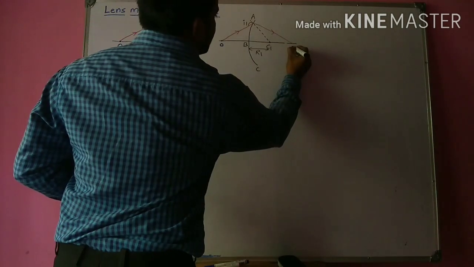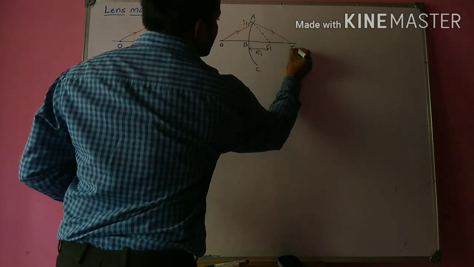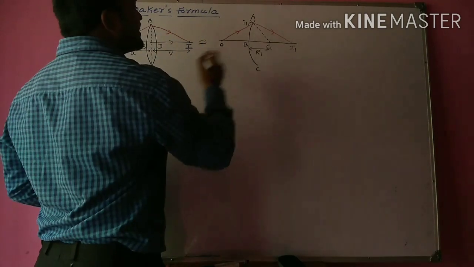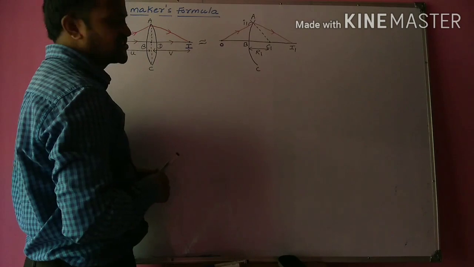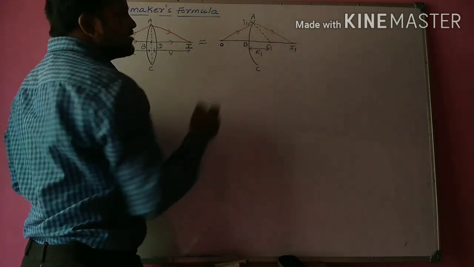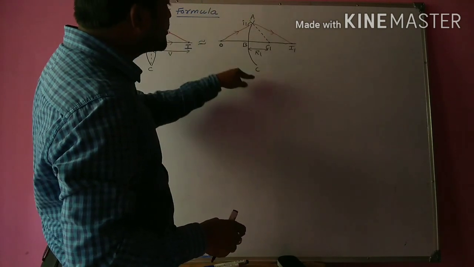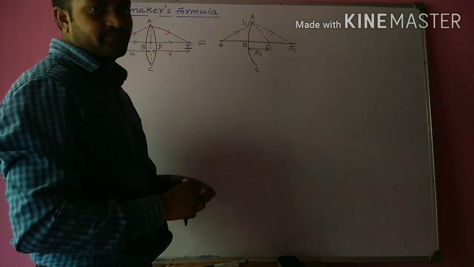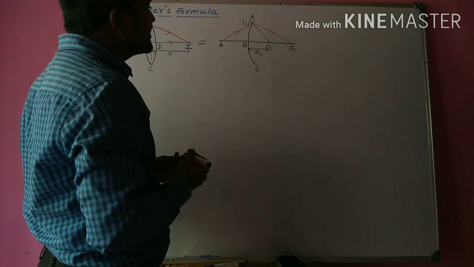Now this is the image, let us say this is I1. At I1, the image is formed due to the ABC surface. What does I1 mean? I1 is the image formed due to the ABC surface.